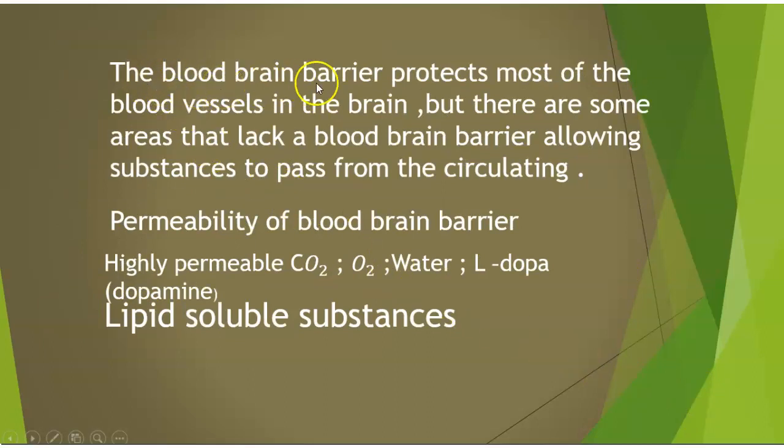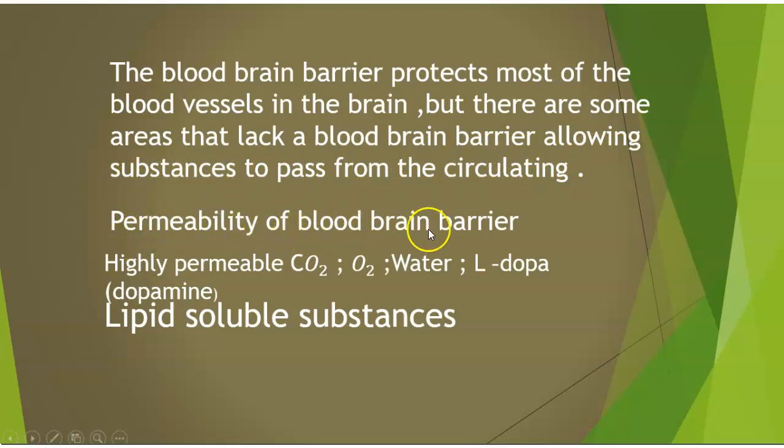The blood-brain barrier protects most of the blood vessels in the brain, but there are some areas that lack the blood-brain barrier, allowing substances to pass from the circulation.